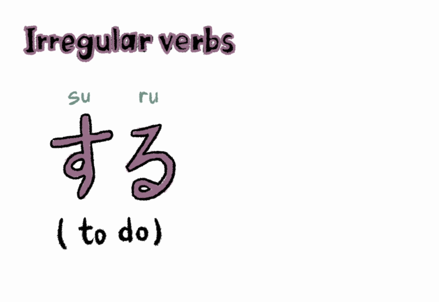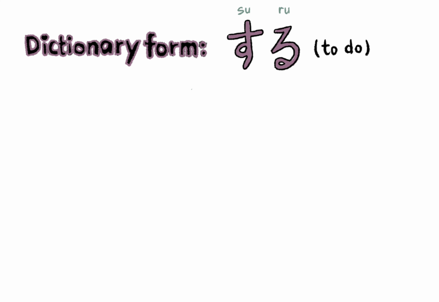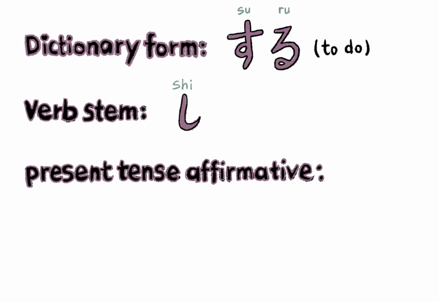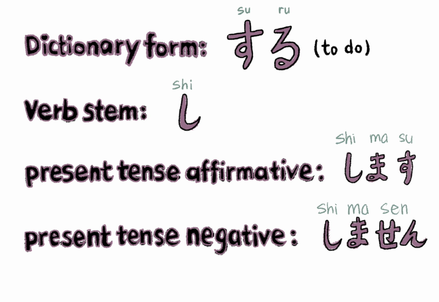There are two irregular verbs that do not follow those conjugation rules. You need to memorize their conjugations. The first one is suru. The second one is kuru. Let's look at suru first. The verb stem is shi. The present tense affirmative form is shimasu. The present tense negative form is shimasen.